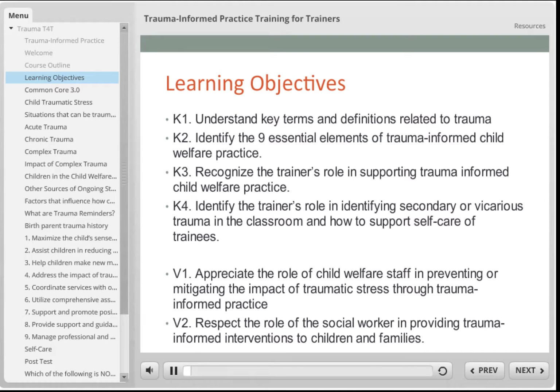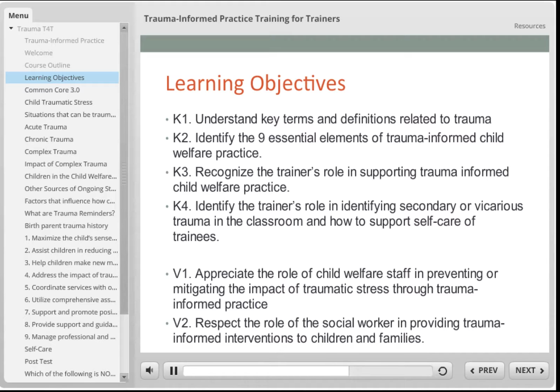Let's take a moment to review the learning objectives for this course. K1. Understand key terms and definitions related to trauma. K2. Identify the 9 essential elements of trauma-informed child welfare practice. K3. Recognize the trainer's role in supporting trauma-informed child welfare practice. K4. Identify the trainer's role in identifying secondary or vicarious trauma in the classroom and how to support self-care of trainees.